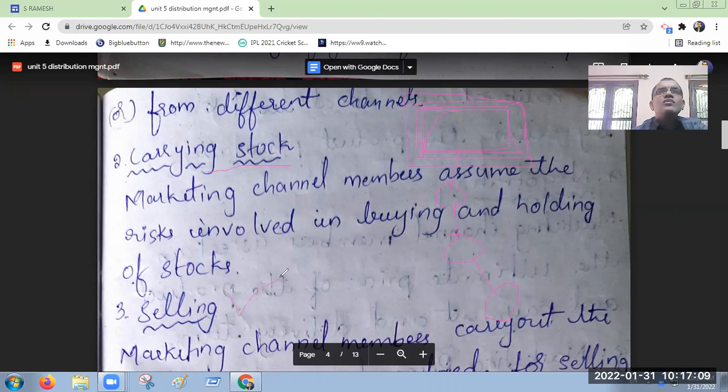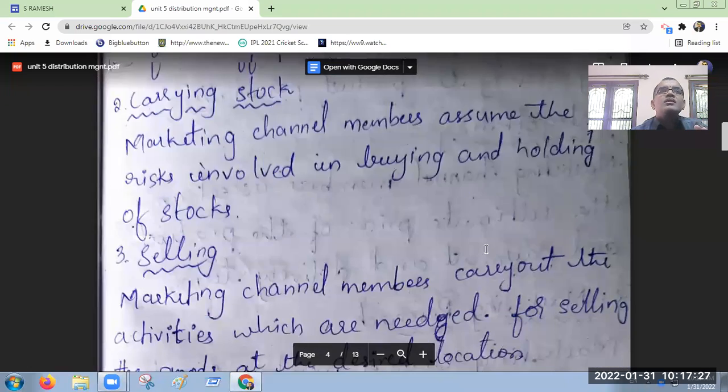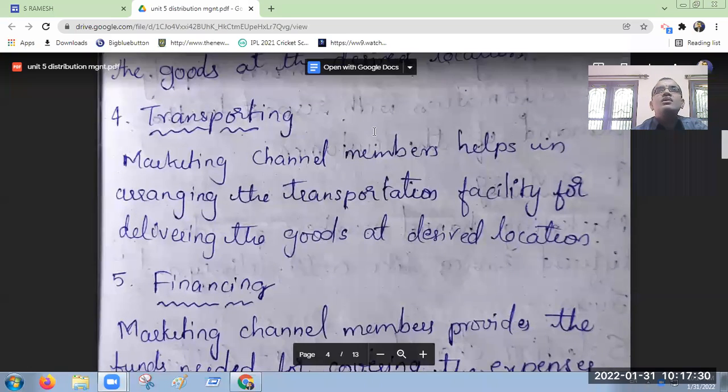In selling also. See, sometimes the producer will not do any advertisement. Advertisement on behalf of the producer will be done by the wholesaler, will be done by the agent, will be done by the retailer. So in selling also, channels of distribution will help the producer. Okay. Then similarly transporting. See, the producer will keep the goods in his godown only, in his warehouse only. So transportation work will be done by the other channel members.